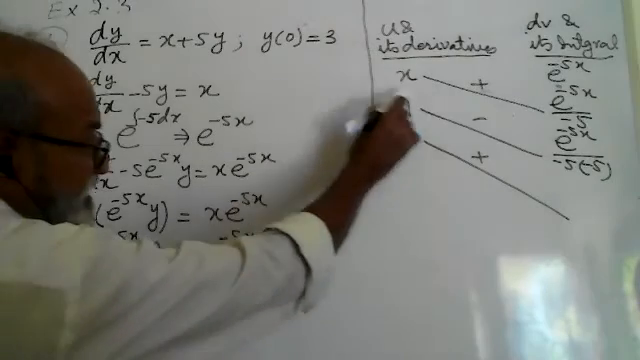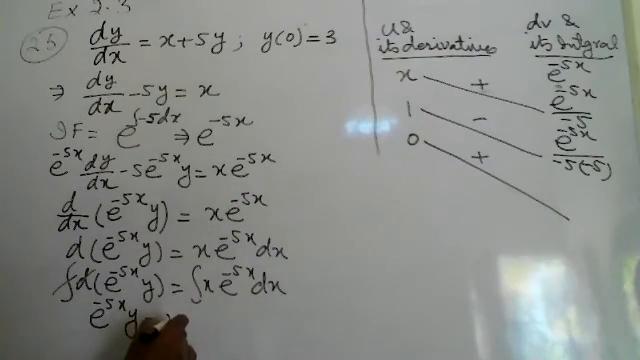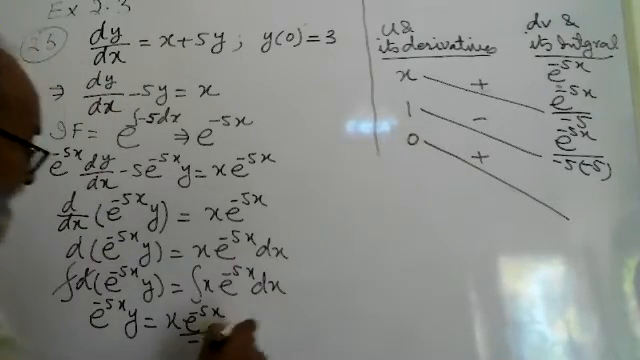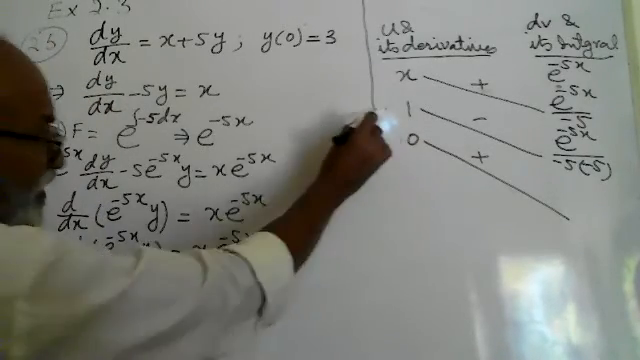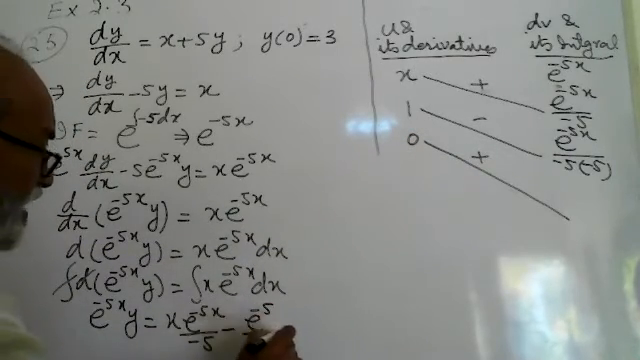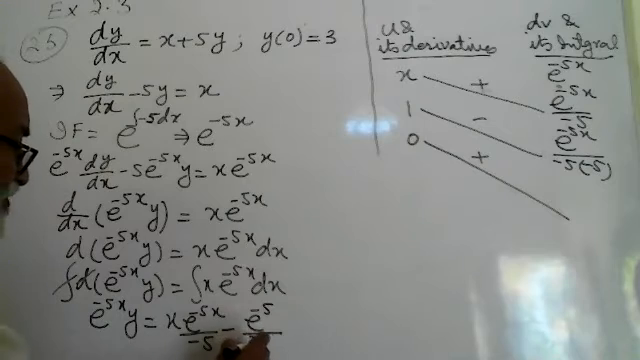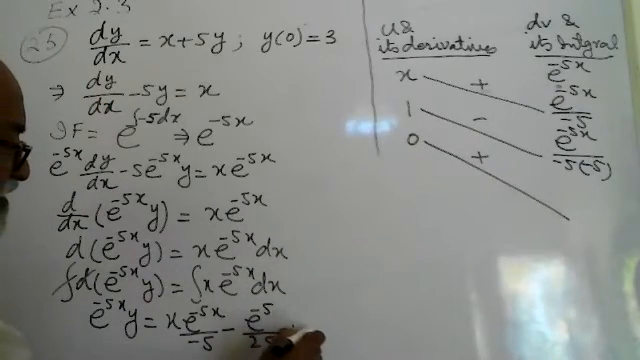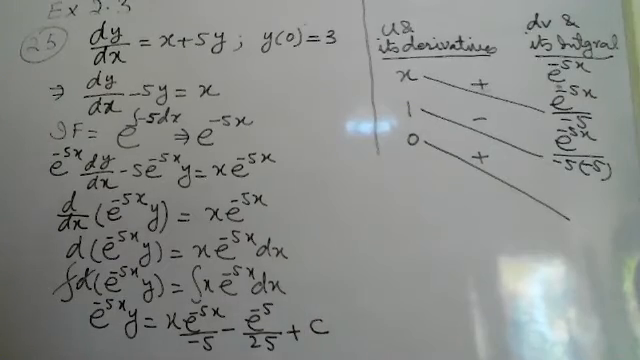So it will become x into e raised to power minus 5x upon minus 5, then minus sign, 1 into e raised to power minus 5x upon minus 5 into minus 5, which is 25. And the next term will be 0. So we will add some constant after that; there's no need to write 0. So this is the answer.